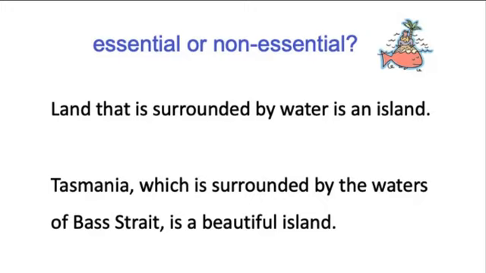Now, read with me. Land that is surrounded by water is an island. Tasmania, which is surrounded by the waters of Bass Strait, is a beautiful island. At first sight, these sentences have a similar structure, right? But if you look closely, you will notice there is a difference. Can you find it? Or in other words, can you point at an important difference between the that clause and the which clause? Take a minute to consider this question. If you wish, you can pause the video.